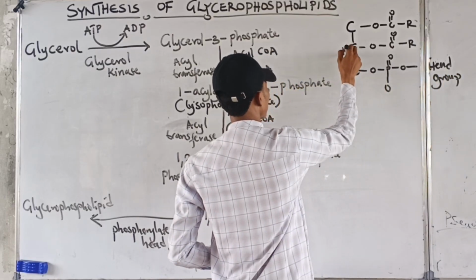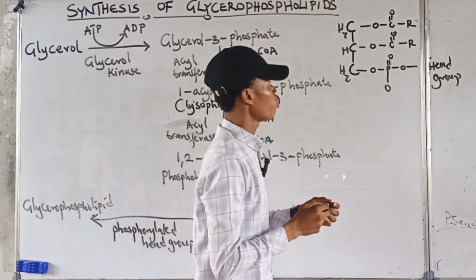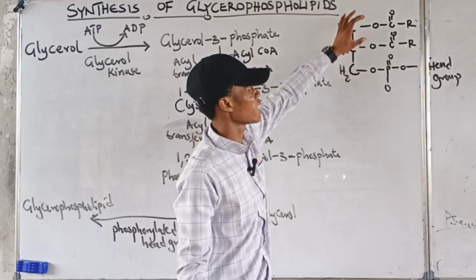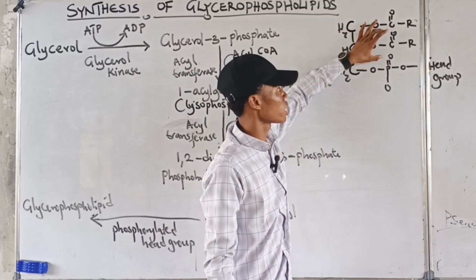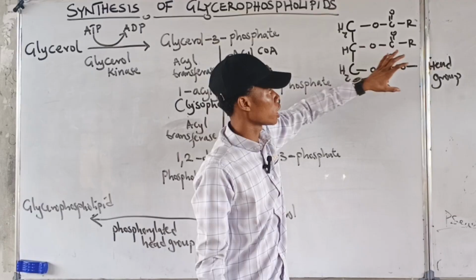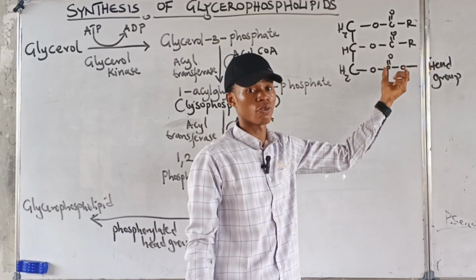Alright, so this is what we want to synthesize. This is a glycerophospholipid. Remember, this is glycerol. This is an acyl group, that is fatty acid. This is another acyl group, fatty acid. We have phosphate, then the head group. The head group is always attached to the phosphate.